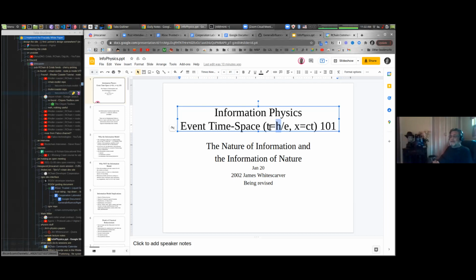Well, oh, I just got it. Any two things related by a constant can be considered manifestations of the same thing. So time is the reciprocal of energy. Whoa. The frequency.